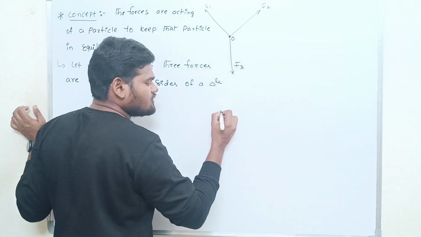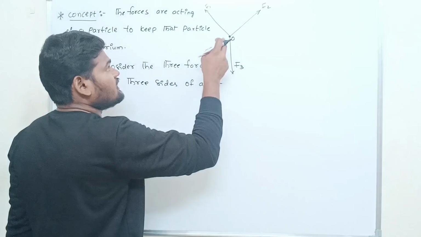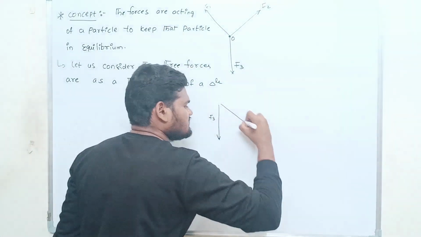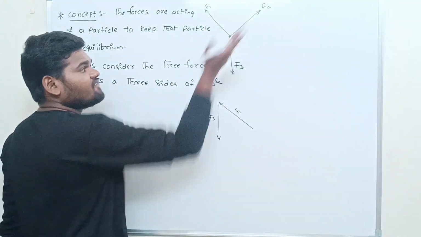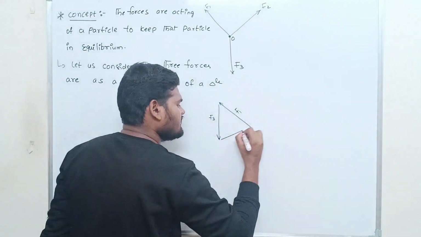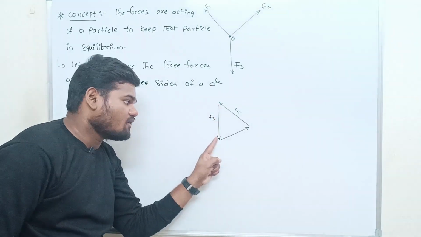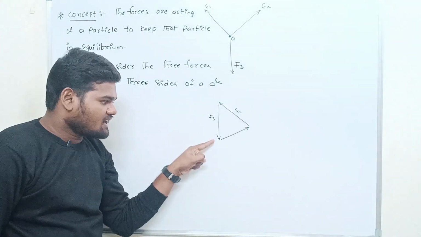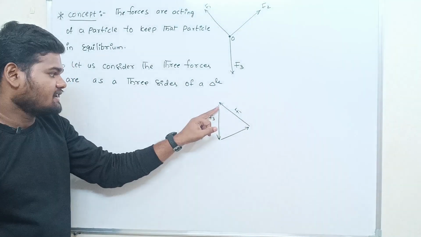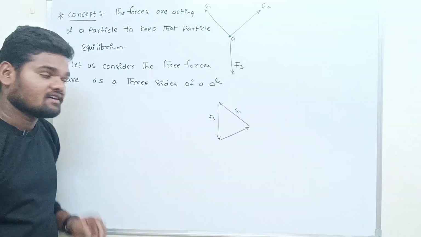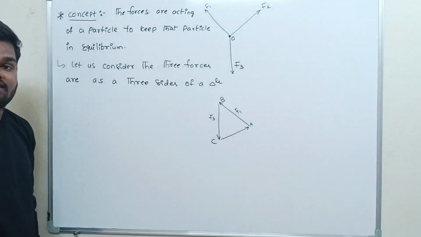Have a look. The F3 force is acting in a downward direction. This is F3. And F1 force is acting in this direction. And F2 force is acting in this direction. I'm just taking these three forces as three sides of a triangle in order, head to tail in order. So let us consider this triangle ABC.